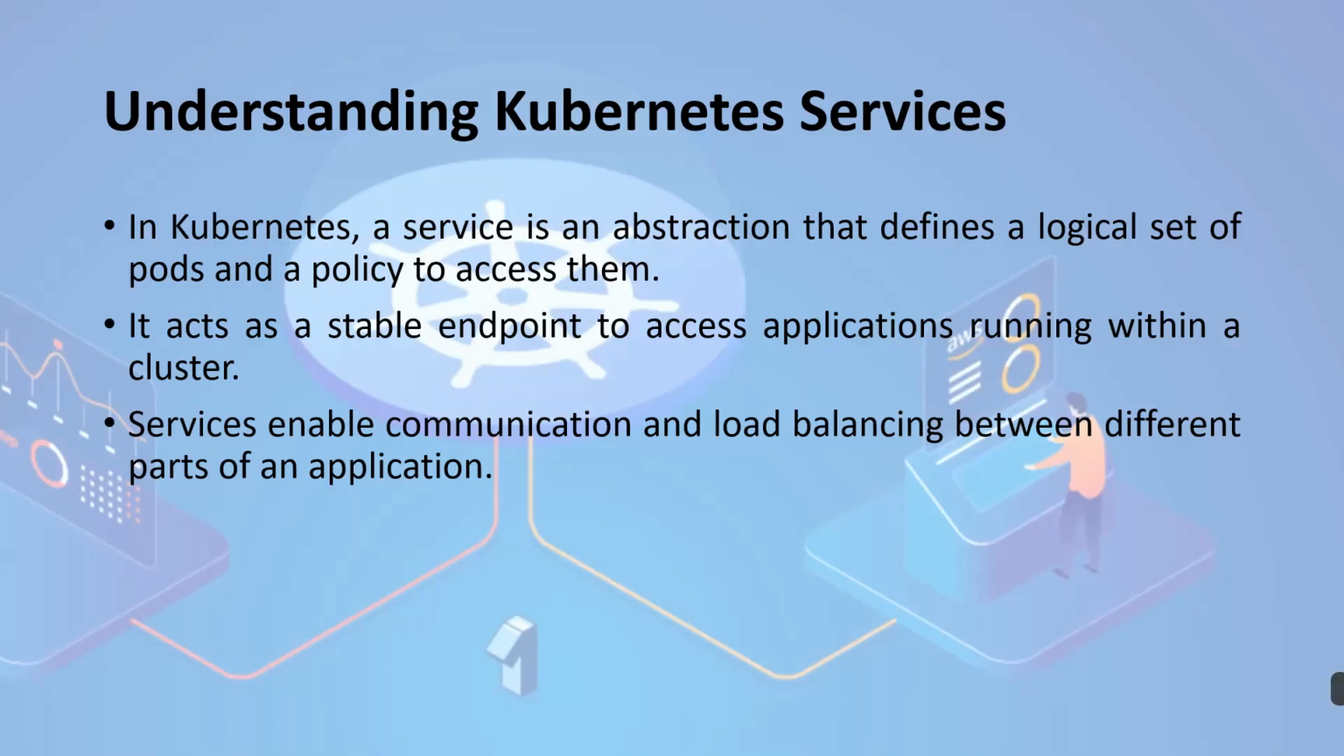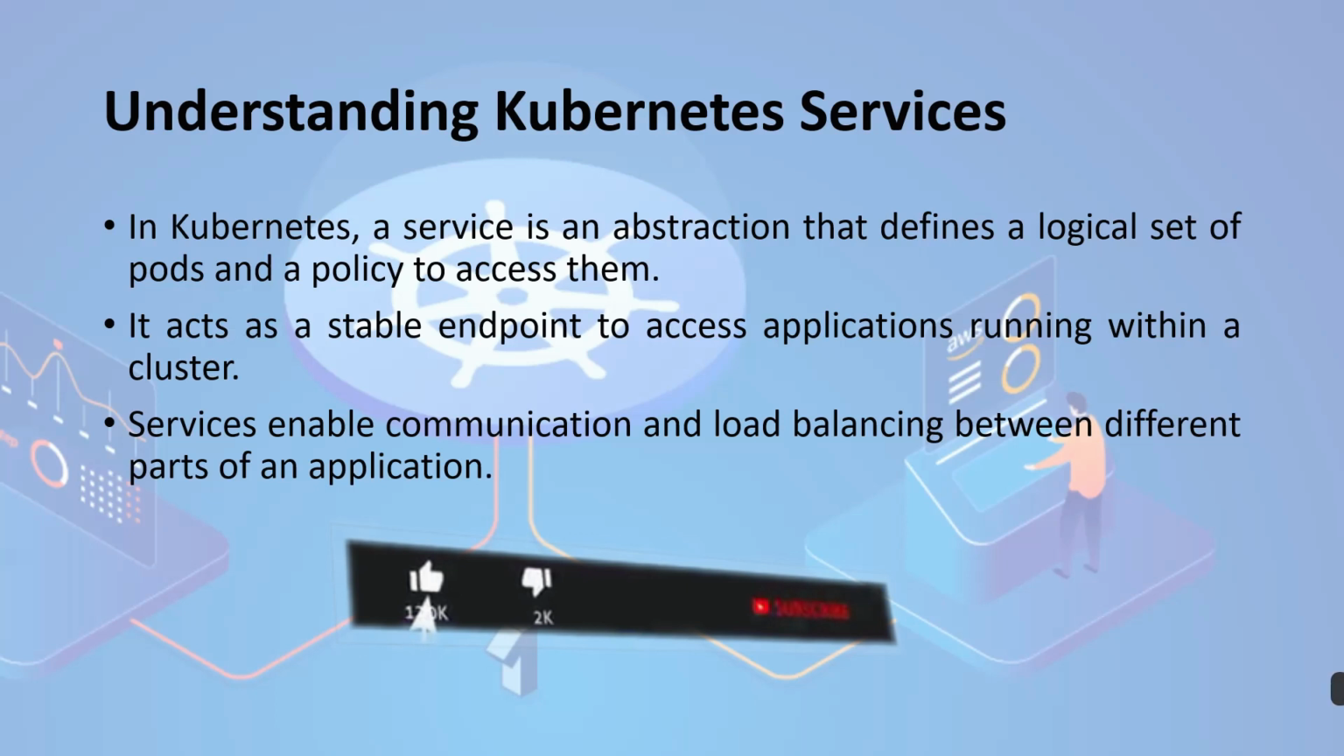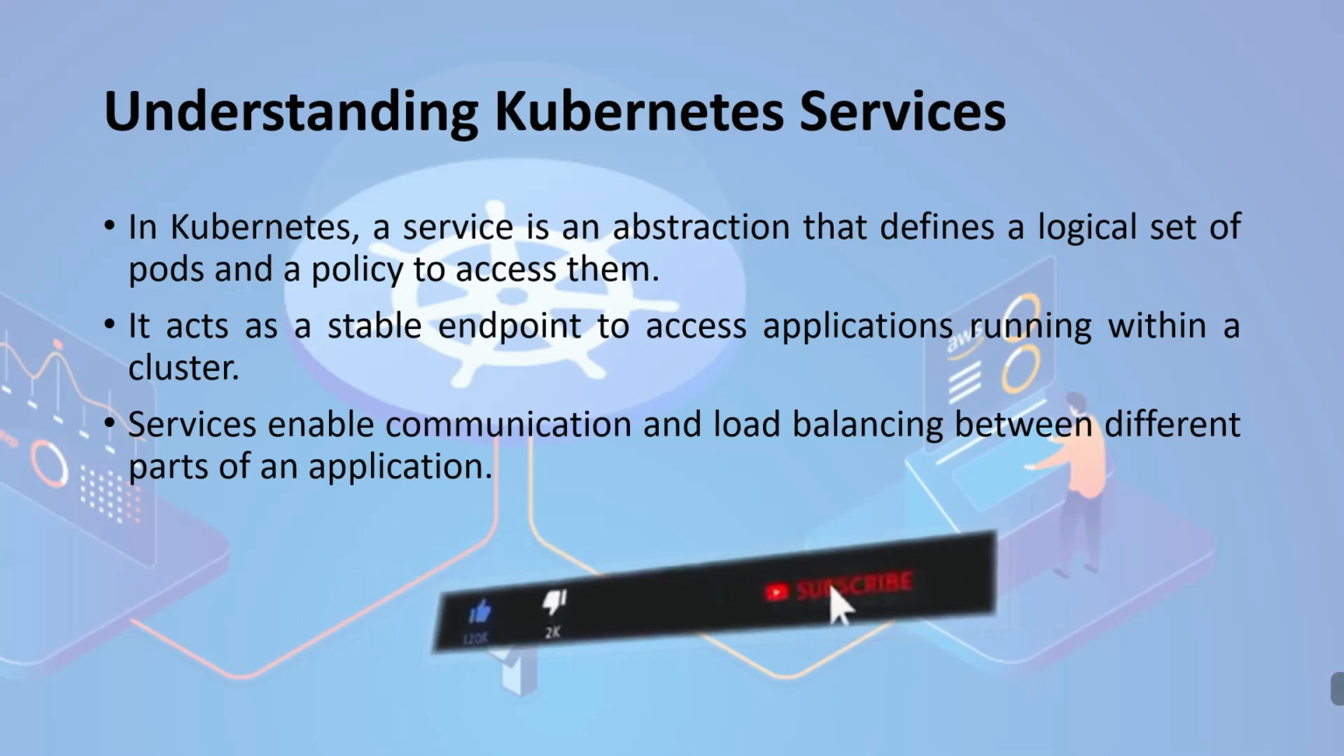Let's understand the Kubernetes service. In Kubernetes, a service is an abstraction that defines a logical set of pods and a policy to access them. It acts as a stable endpoint to access applications running inside a cluster, and service endpoints communicate and load balance between the different parts of the application.